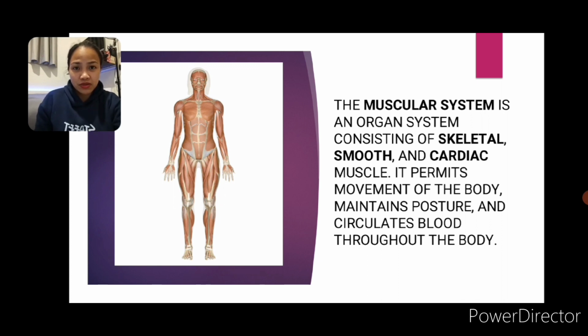The next muscle, the last one, is the cardiac muscle, also called myocardium. You can see this muscle in your heart. These are the muscles that can be found in the thick middle layer of the heart.